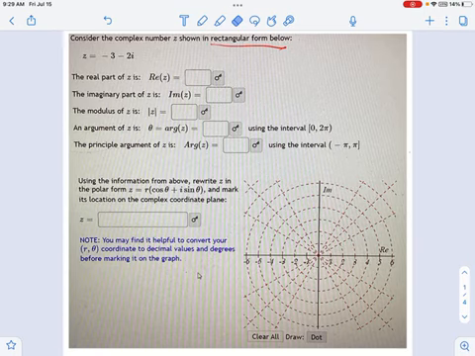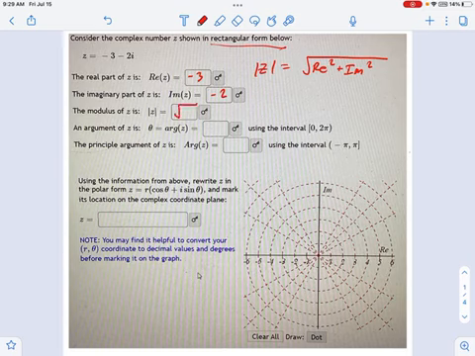But let's clear up the easy stuff first. The real part of this one is -3. The imaginary part is -2. The modulus, if you remember how modulus is calculated, it is the square root of the real part squared plus the imaginary part squared. If you simplify that for this one, you'll see we get radical 13. Okay, so easy stuff's out of the way.